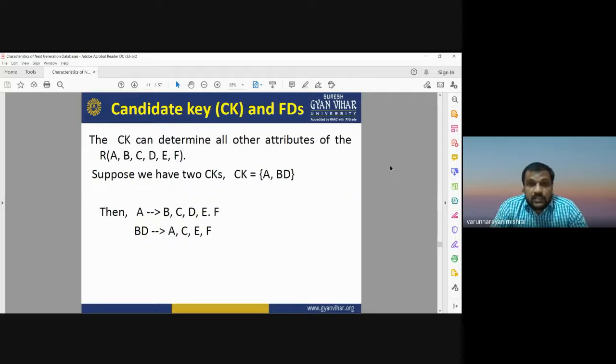So what is the candidate key? CK and FDs. The CK can be determined for all the attributes of any relational table, that is A, B, C, D, E, F. Suppose we have two candidate keys, CK equal to A and BD. Then A has functional dependencies to B, C, D, E, F, and BD to A, C, E, and F. This is about the candidate keys or CK in case of functional dependencies.